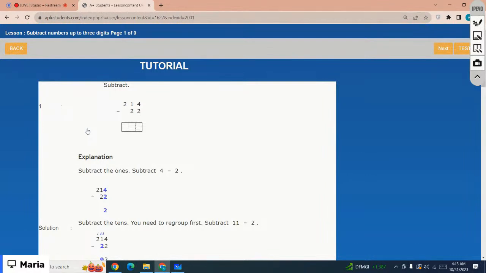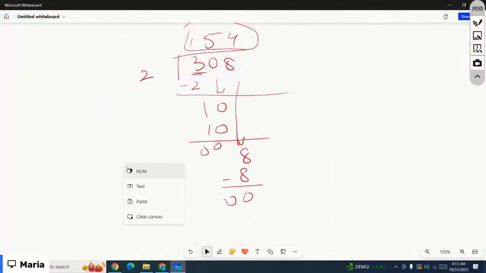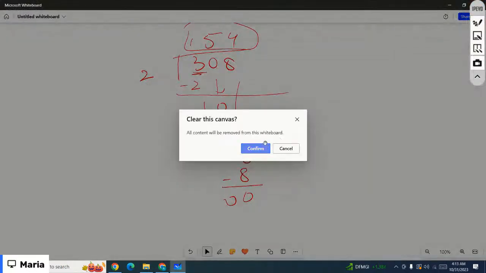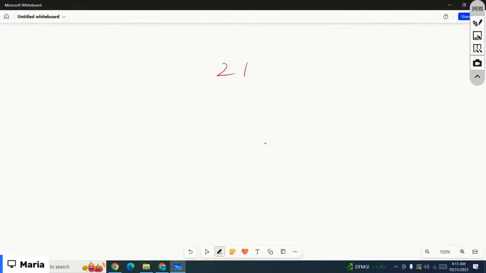Just look at the first example, 214 minus 22. Okay, start with the rightmost digit, that is at the ones position. So you have to do 4 take away 2. 4 take away 2 is 2, right?